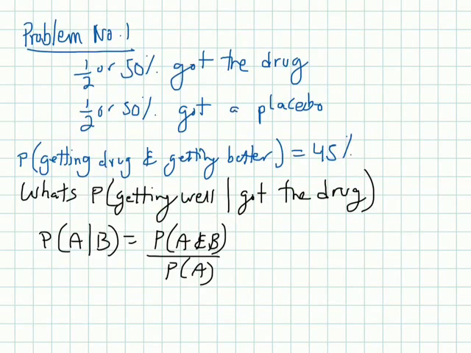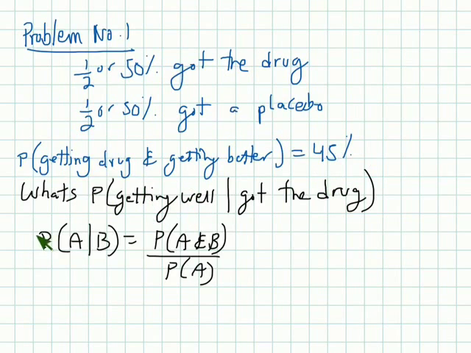Let's just zoom out here real quick and see what this is asking. The question is saying, what's the probability that you got well given that you got the drug? So you have to have gotten the drug, and if you did get it, what was then the probability that you got well? We know that half got the drug, we know that half didn't, and we know that getting the drug and getting better was 45%. But that's just part of this category. So what's the probability of getting well given that you got the drug?